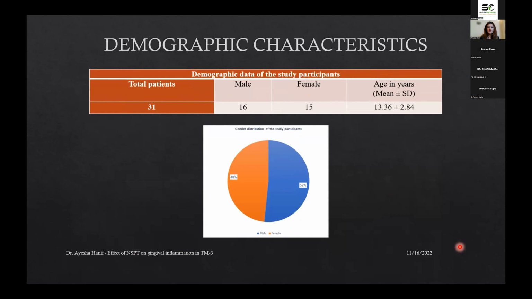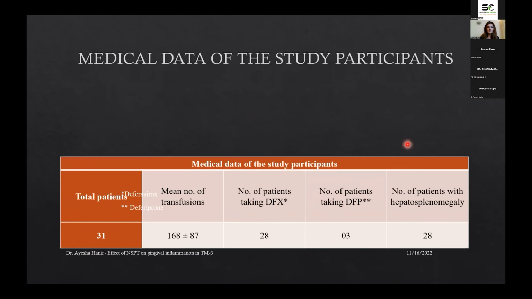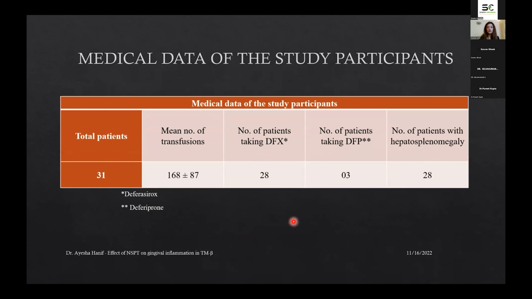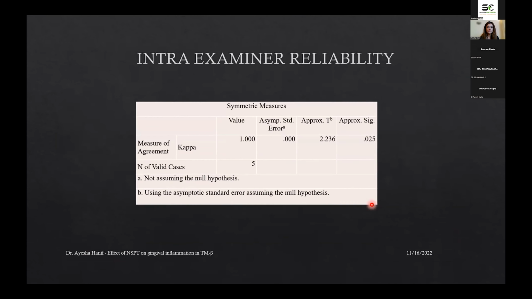The demographic characteristics of the patients were that there were a total of 31 patients with 16 males and 15 females with a mean age of 13.36 plus minus 2.84. Of the 31 patients, all of the patients were either taking DFX or DFP for iron chelation, and 28% of the patients presented with hepatosplenomegaly. For the inter-examiner reliability, 5 valid cases were counted and then stats were taken. For the kappa value of 1, a perfect agreement was achieved for the intra-examiner reliability.